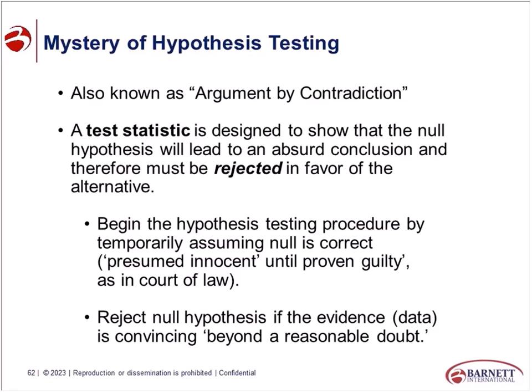In the criminal justice system, you're presumed innocent until proven guilty. So essentially, when statisticians first thought about conducting hypothesis tests, they went back to what was familiar to most people, the justice system, where you're presumed innocent until proven guilty. Okay, so how does that work?